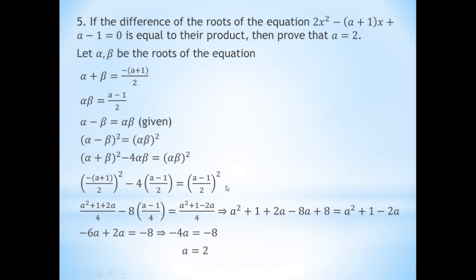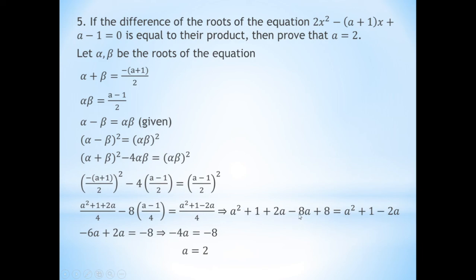Right hand side also, I am going to explain using the a minus b the whole square formula. So a square plus 1 square is 1, minus 2 into a into 1 is minus 2a, divided by 4. In the next step, I have cancelled all the 4s, that is, multiplied the equation by 4, so all the denominator terms are eliminated. Now the remaining terms are written. So when you bring this minus 8 inside, it becomes minus 8 into a is minus 8a, minus 8 into minus 1 is plus 8. And the remaining terms are written as they are.